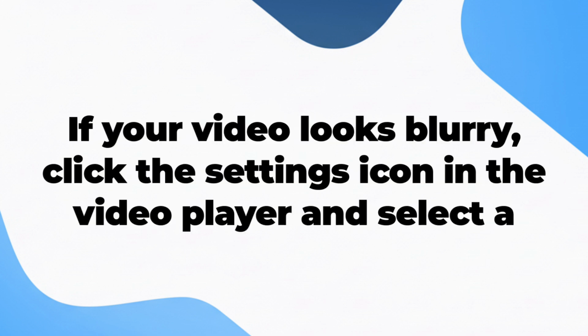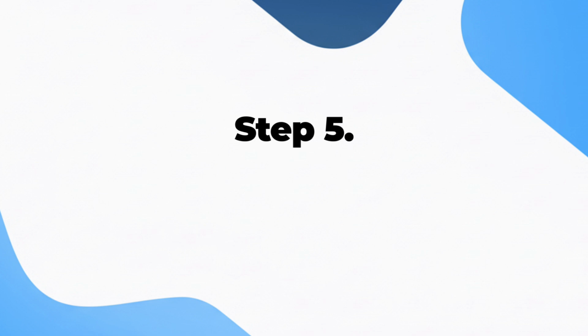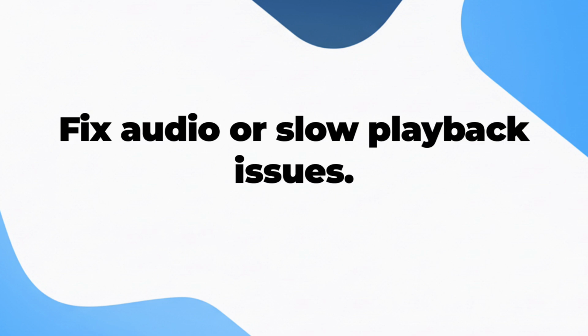If your video looks blurry, click the settings icon in the video player and select a higher video quality. Step 5. Fix audio or slow playback issues.